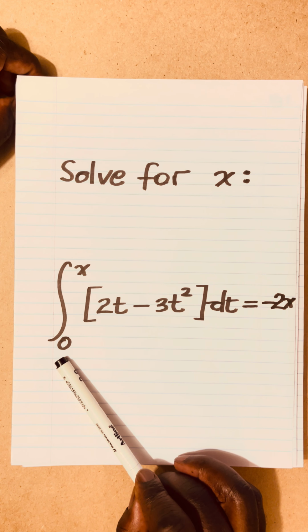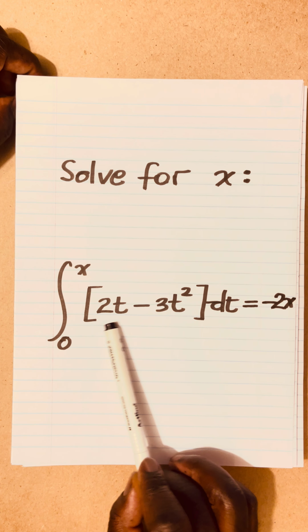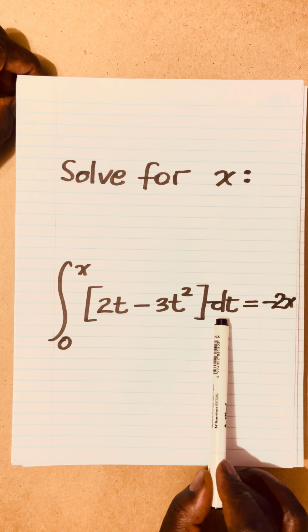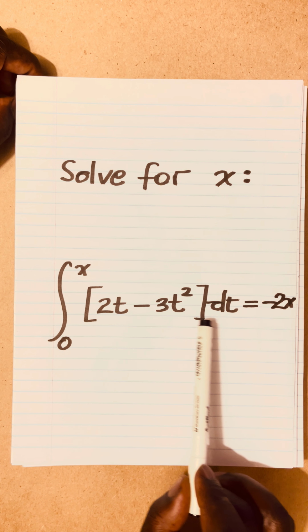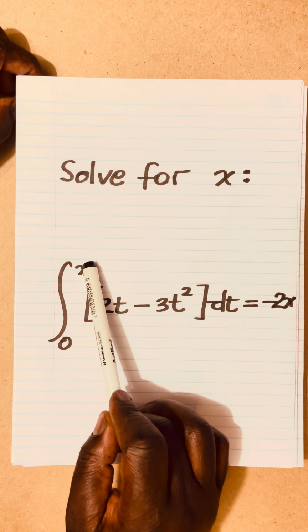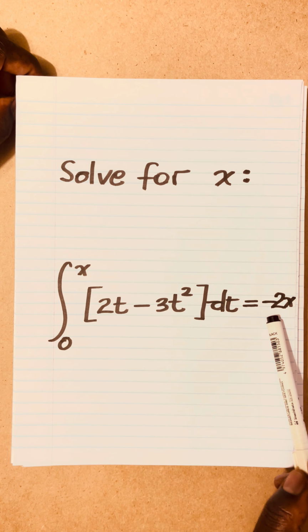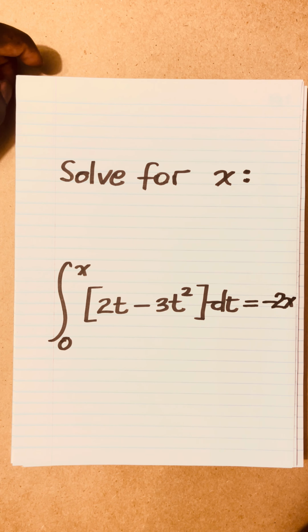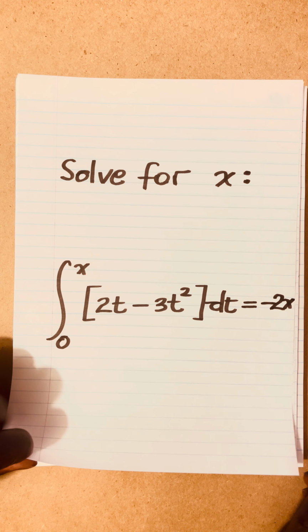hand side, we have the integral from 0 up to x of 2t minus 3t squared dt. So we begin by integrating this expression here with respect to t. Take the limits of integration 0 up to x and then equate to minus 2x and solve the equation. It will be an equation in x. So we go through this as follows.